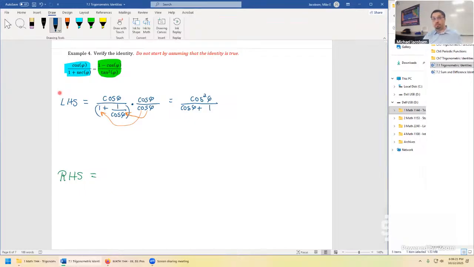And just a reminder on the notation that we're using here, left-hand side literally just means left side of the equation, LHS. And right-hand side just really means this side, RHS. So now let's start with the right-hand side of the equation.